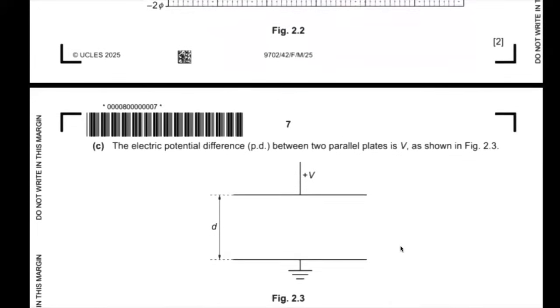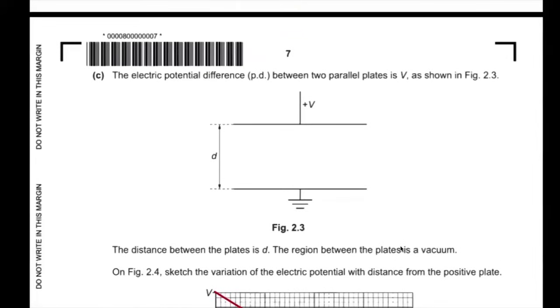Part C, electric potential between two parallel plates is shown. Distance between the plates is d. Region between the plates is a vacuum. On 2.4, sketch the variation of the electric potential with distance from the positive plate. So we know that between parallel plates, electric field strength is constant. Now, if we have a V-d graph, that means that its gradient is going to be constant. And I basically use this property that E equals negative of the potential gradient, right?